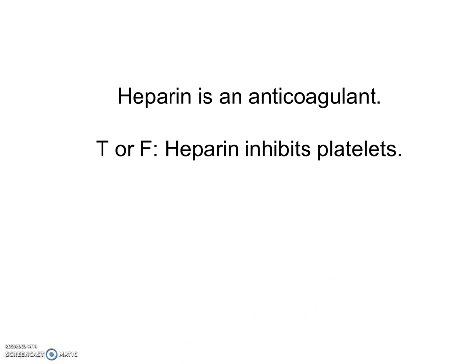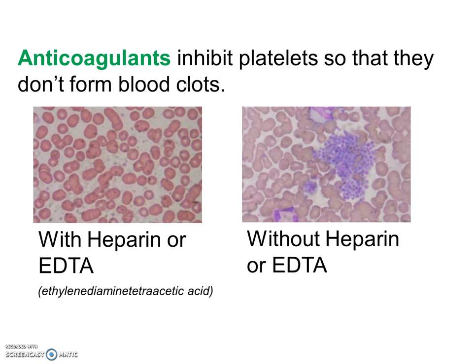So what do you guys think? Heparin is an anticoagulant. So think about what anti means. Coagulant means to clot. True or false? Heparin inhibits platelets. So this actually is true. Anticoagulants inhibit platelets so that they don't form blood clots. So again, anti is against, coagulant is clotting. So against clotting, and platelets clot, so they're against platelets.